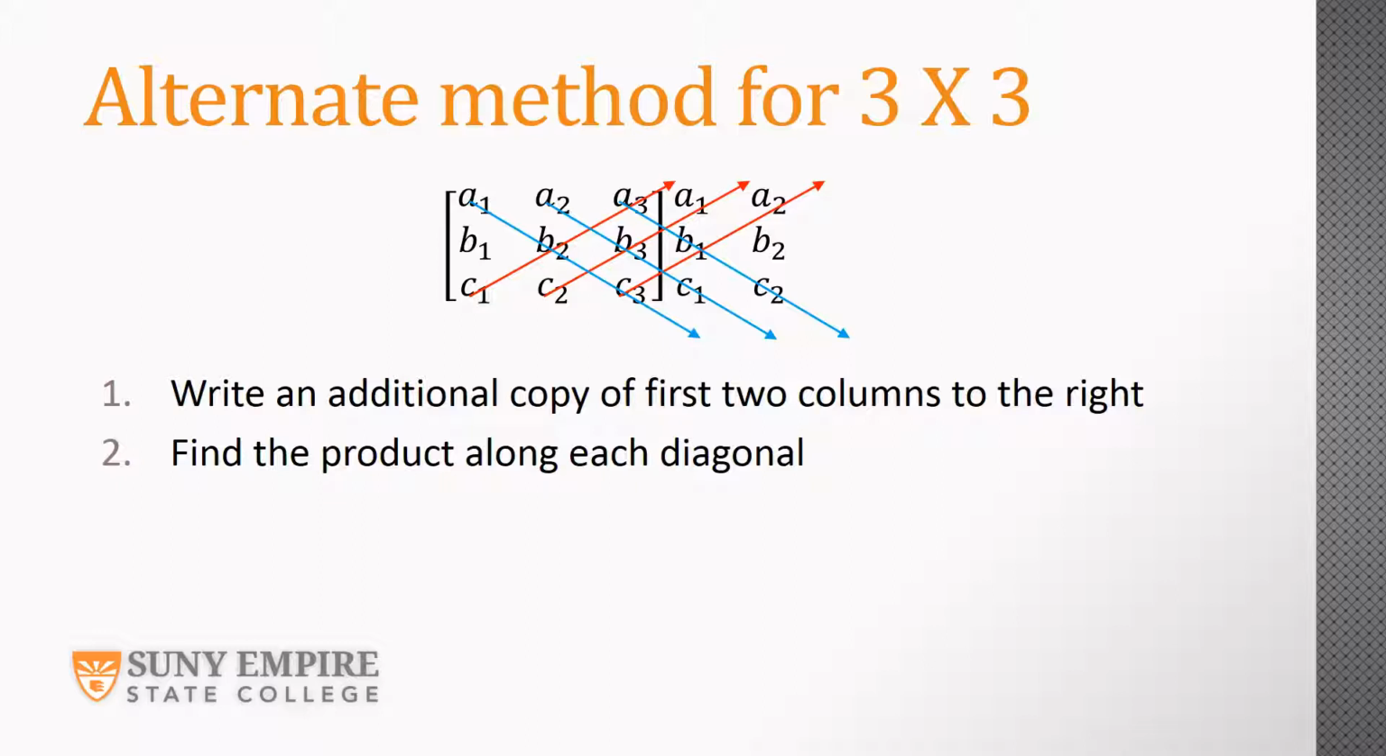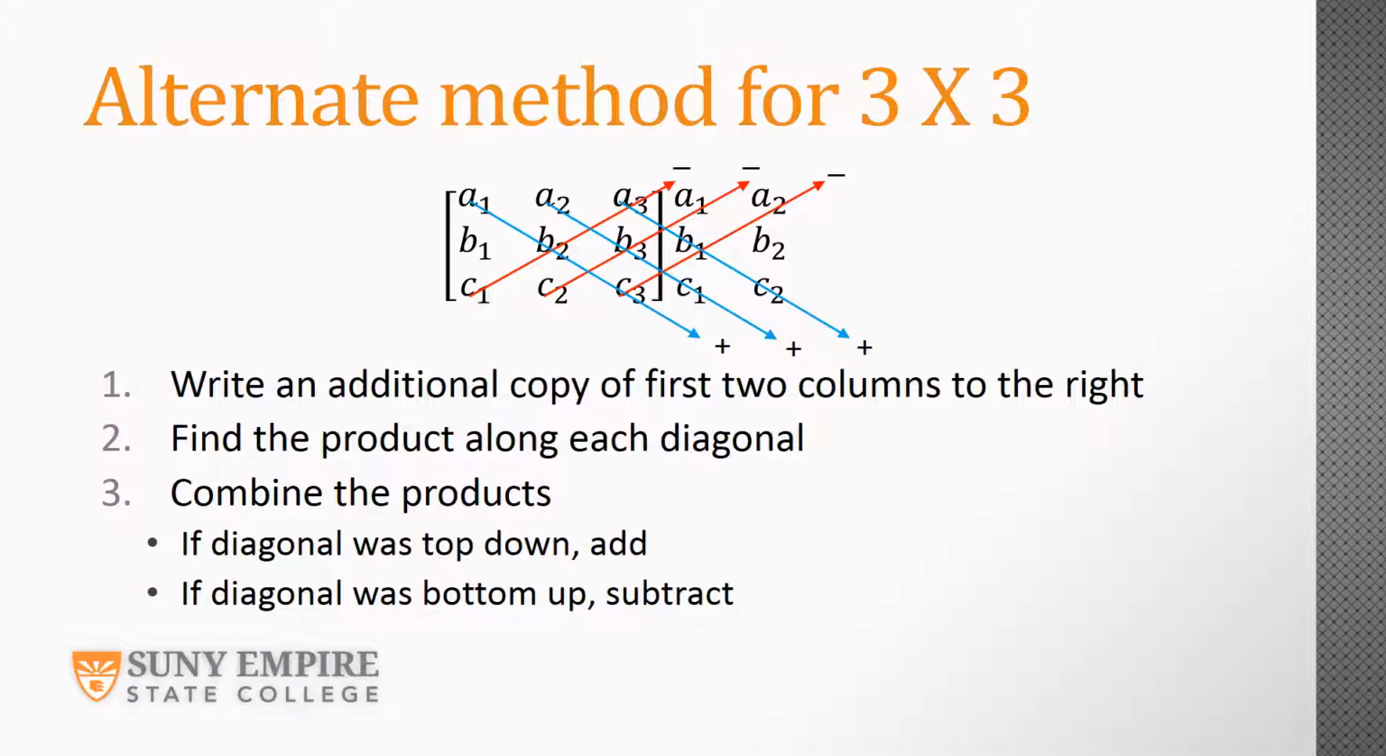Next, we find the product along each diagonal, both from the top down and from the bottom up. We then combine those products. If the diagonal was from the top down, we add the product. If the diagonal was from the bottom up, we subtract the product. Let's look at an example.